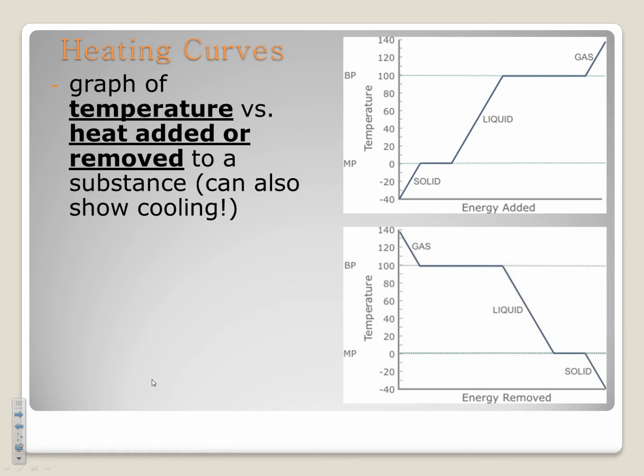So the first question, what is a heating curve here? You can see it graphs temperature versus energy. So usually that comes in the form of heat that we're adding to it with a Bunsen burner or with something else, and we then look at the temperature and how it changes.